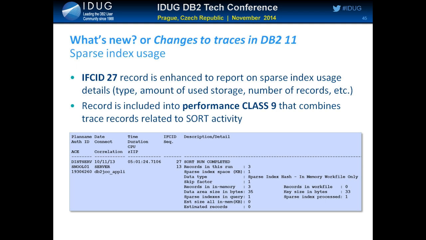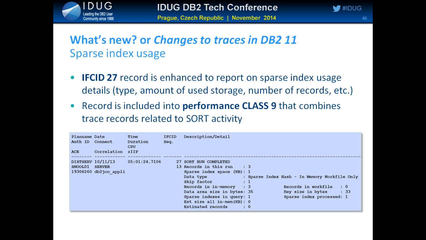So 27 was enhanced to report on the sparse index usage. So you have some index on the work files, then you may get this information, so how many records were processed. This is in class 9, so if you want to know about the sort activity, this is class 9. You start, you will get it.